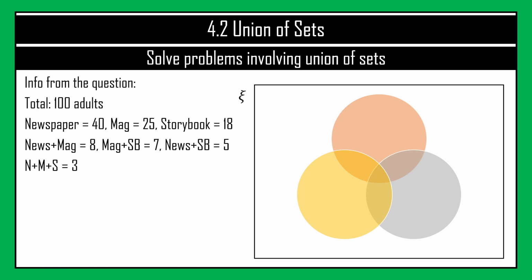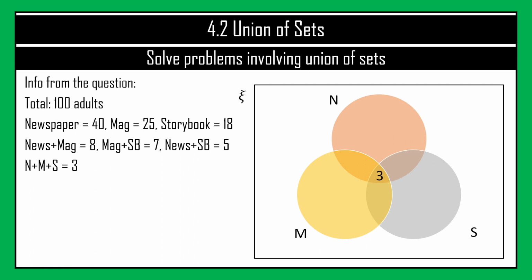Okay, let's label each of the circles: N for newspaper, M for magazines, and S for storybook. Now we're going to put the information that we already have into the sections. I'm going to start from the bottom, which is the newspaper, magazines, and storybook. There are 3 of them. Let's put 3 in the intersection of all 3.